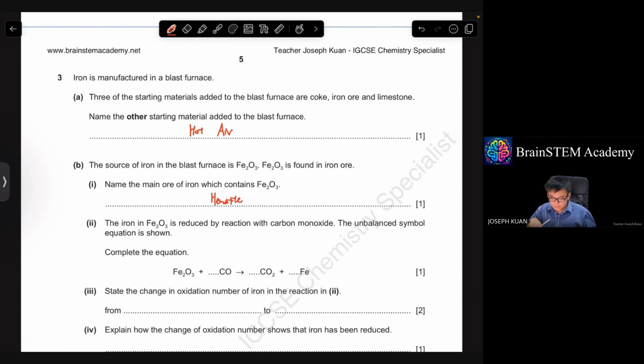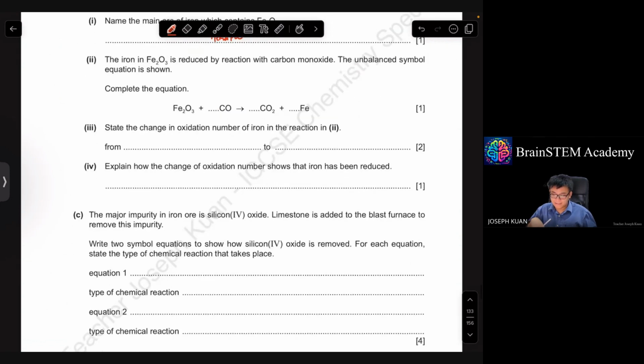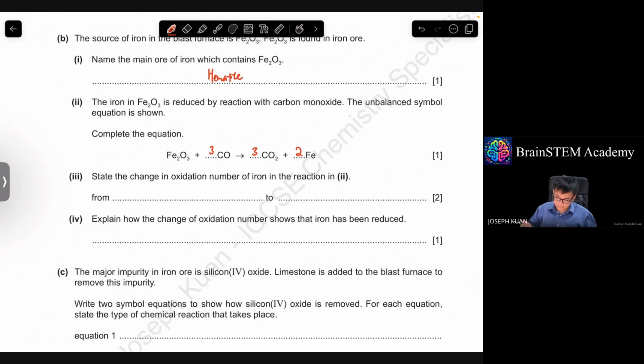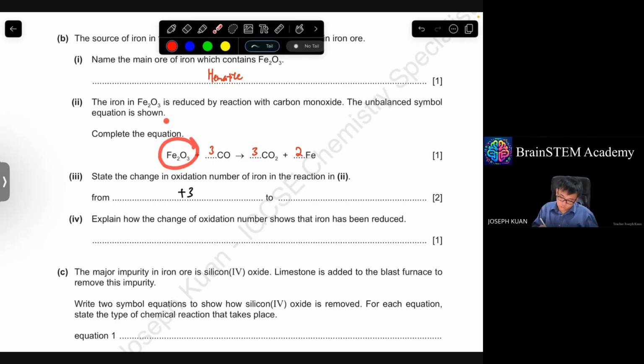Next, the iron oxide is reduced by reaction with carbon monoxide. The unbalanced symbol equation is shown. Complete the equation. So we have two irons, then we have three oxygens. So it will be three carbon and six oxygen on both sides. State the change in oxidation number of iron in this reaction. So iron went from +3, because +3 and -2 combine in a 2:3 ratio, and then to a neutral atom, which is 0. Explain how the oxidation number shows that the iron has been reduced: because it decreases.